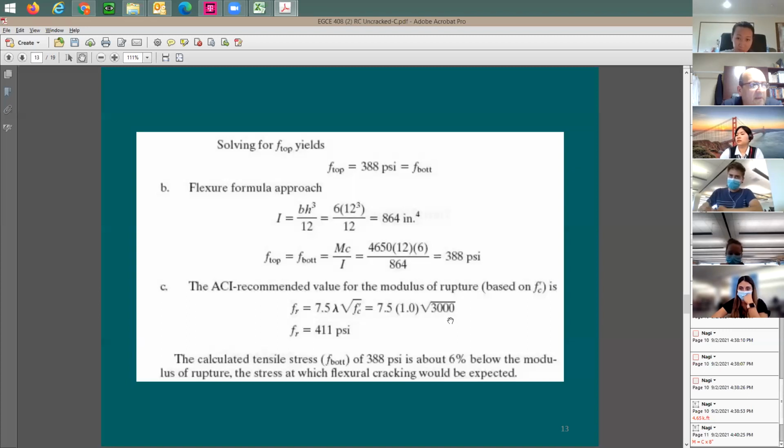In this example, it was a stress versus another stress: the cracking stress versus applied stress. In your homework, it's going to be cracking moment versus applied moment.